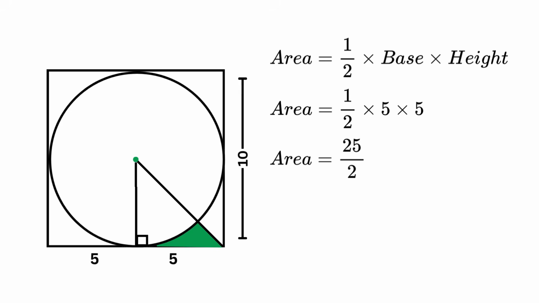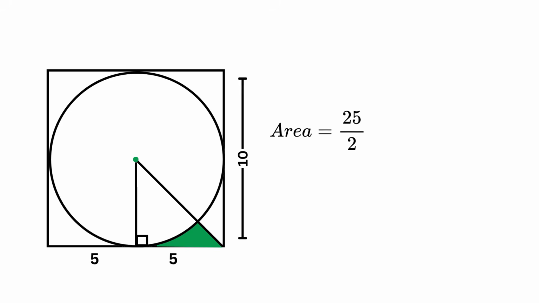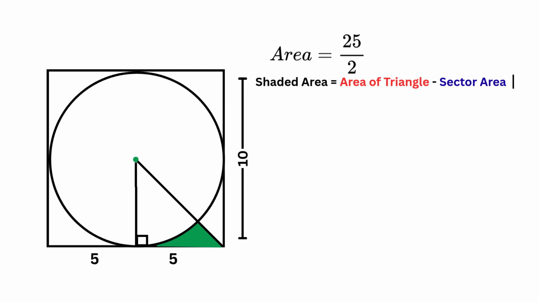Now, notice the shaded region carefully. It lies inside the triangle, but outside the curved part of the circle. That means we can find it by subtracting the area of the sector from the area of the triangle. So, shaded area equals triangle area minus sector area. To find the sector area, we need the central angle. Notice that these two lines form an isosceles triangle with equal legs of 5. Also, the angle between these two radii is 45 degrees.